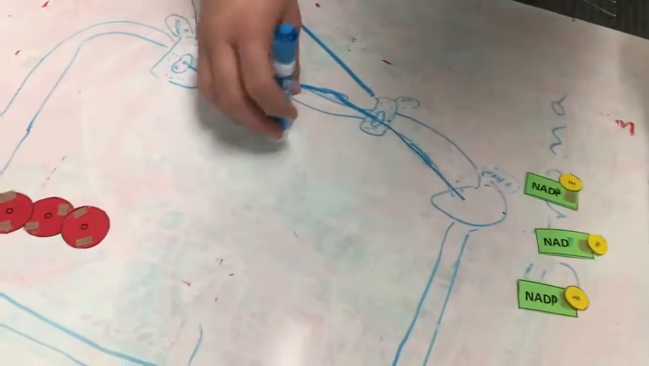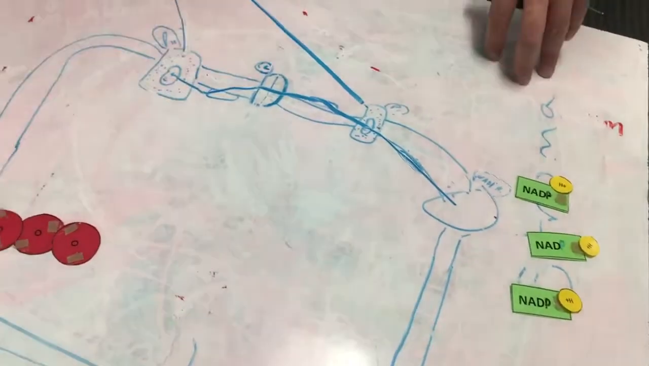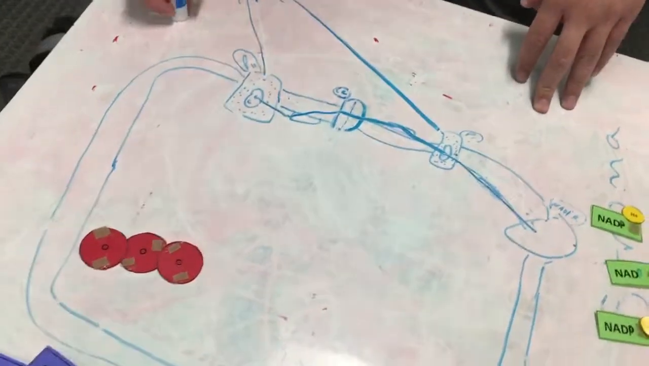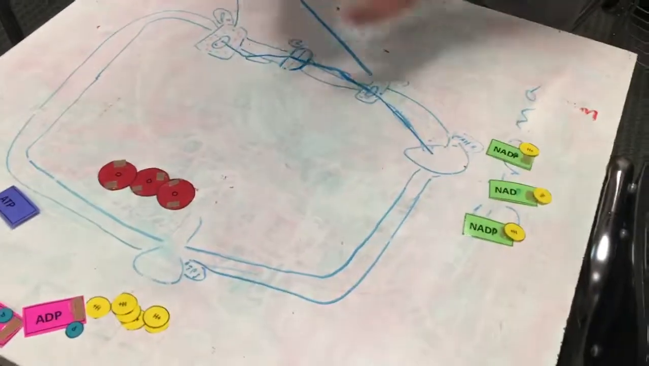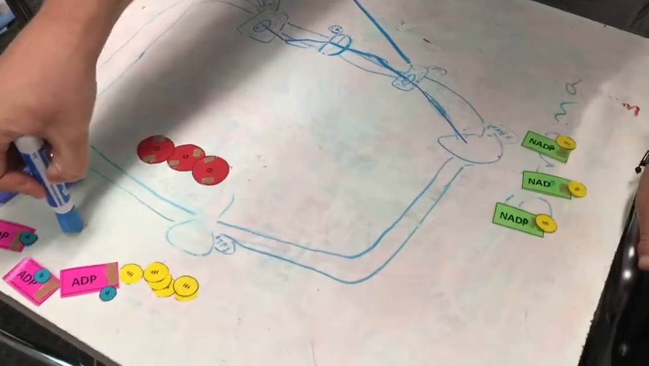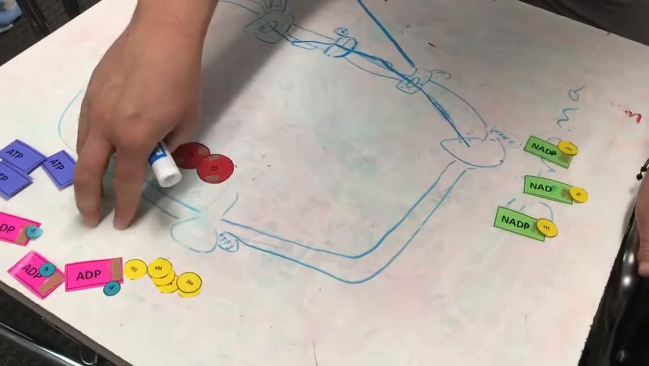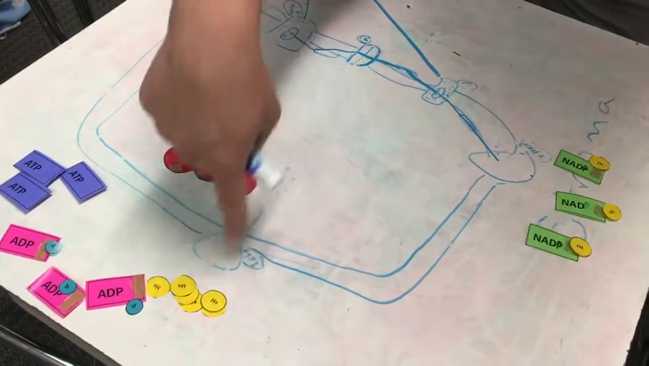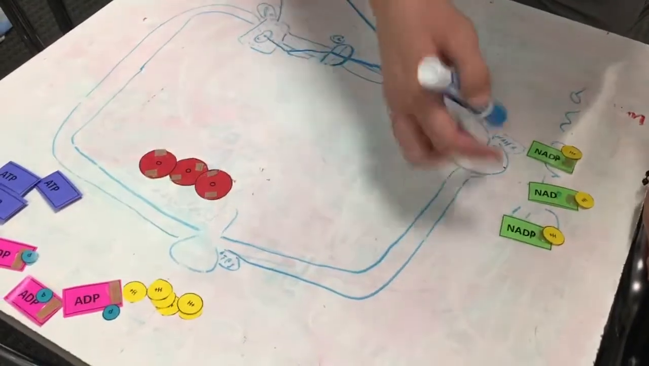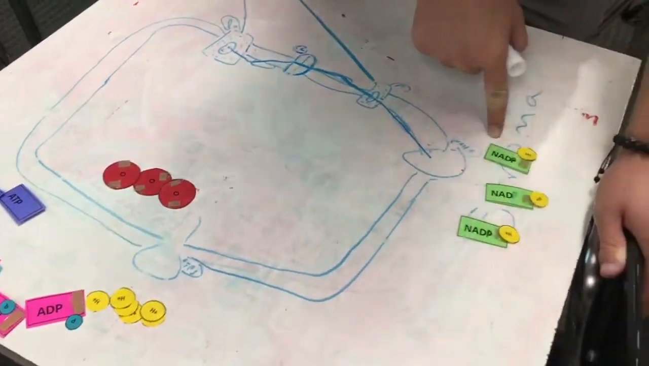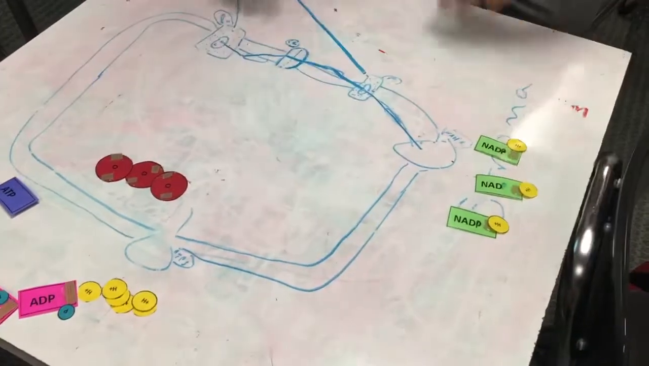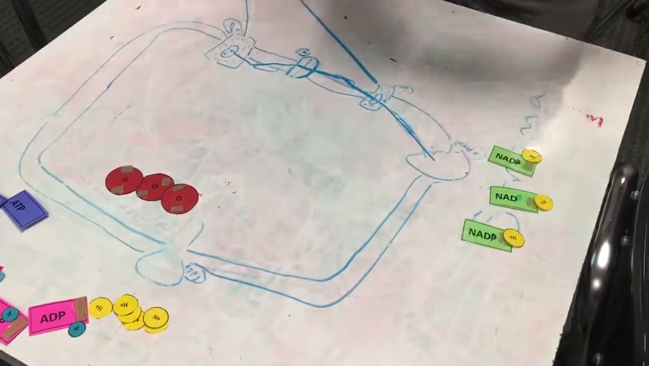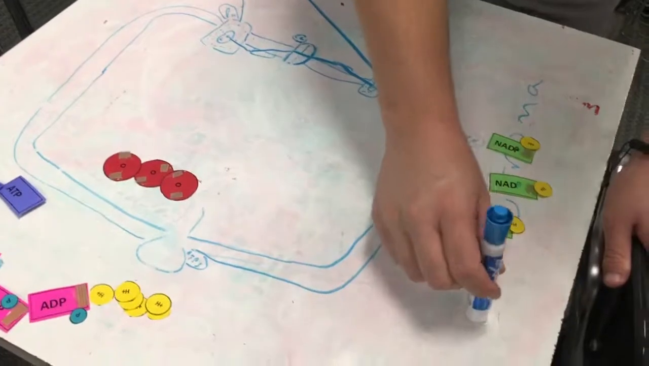So, the products of the light-dependent reaction are oxygen as the byproduct, ATP, and NADPH. There's not a set amount of ATP because they just make as many as needed with the amount of hydrogen ions there are and the amount that they need for the next reaction.